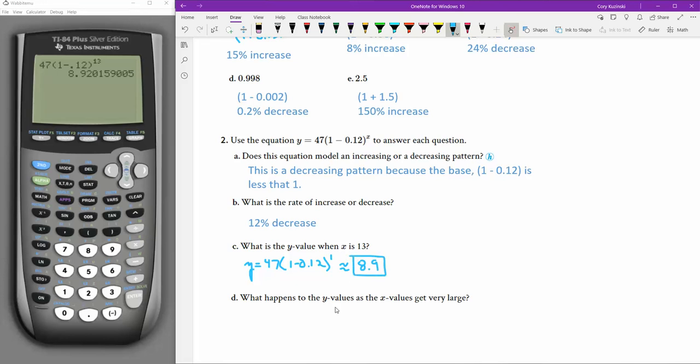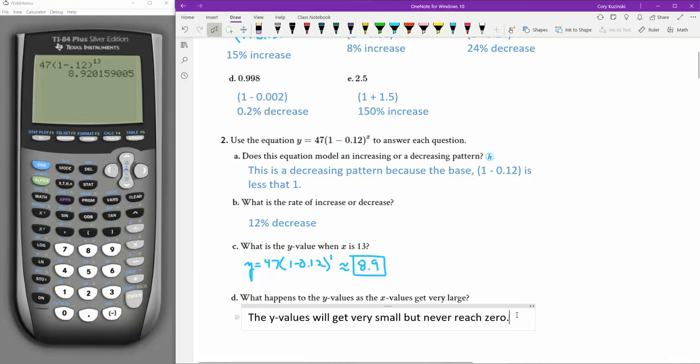What happens to the y values as the x values get very large? Well, I'll tell you what happens. The y values will get very small, but never reach 0. So if we graph it, maybe we should take the time to graph it.